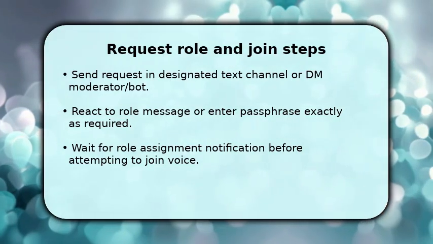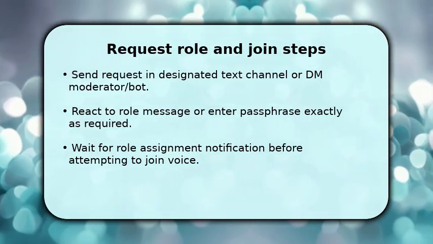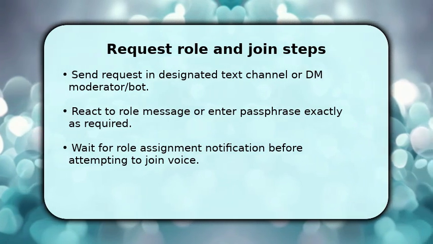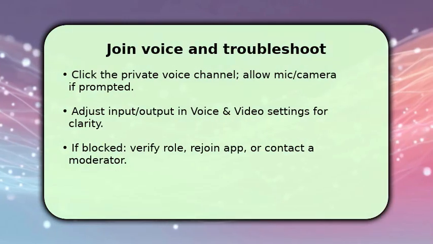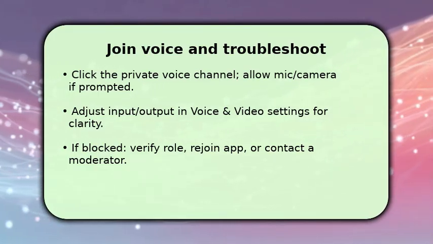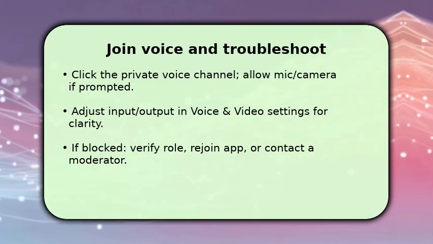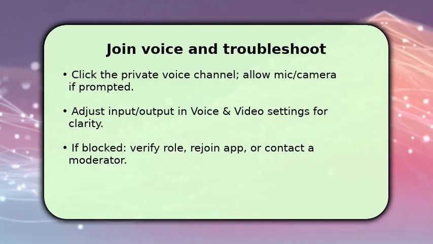If you try to join before the role appears, Discord will block entry, so be patient and confirm the visual role. To finish, click the private voice channel once your role is active, then allow microphone or camera permissions if the app prompts you. Make sure to check voice and video settings to select the right input and output devices and test mic volume so others hear you.